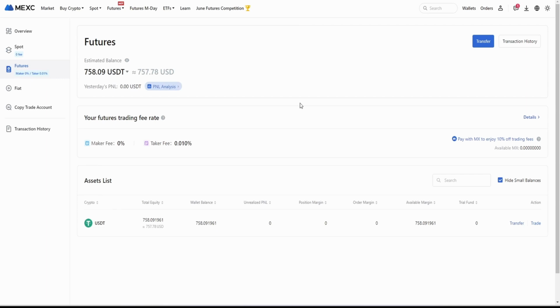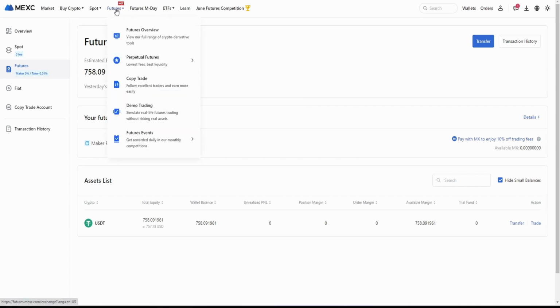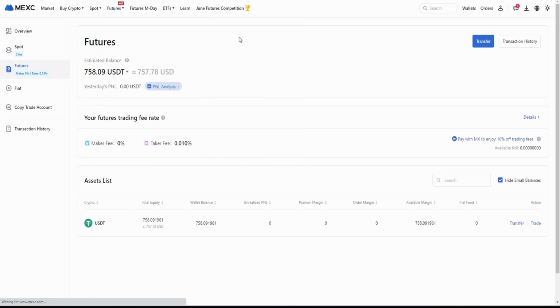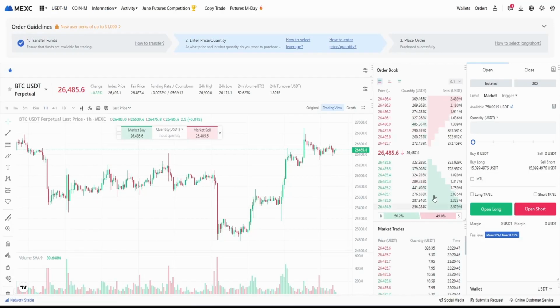Let's go into our trading panel. So the first thing you're going to do is go up here and hover over futures. Go down where it says perpetual futures. You're going to go to the right and you're going to go right where it says USDT-M perpetual futures. So you're going to click that and that's going to take you to the trading panel. Now, this may look overwhelming and complicated, but trust me, using the trading panel is very simple, as you'll see while I go through this with you.